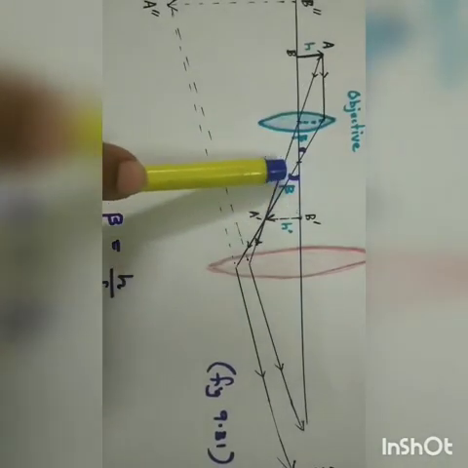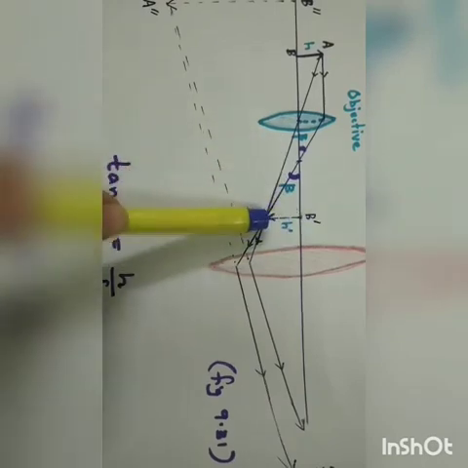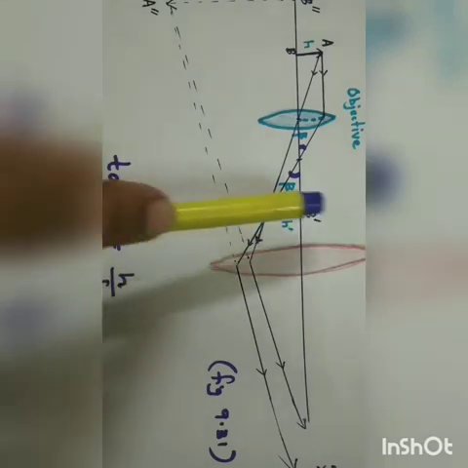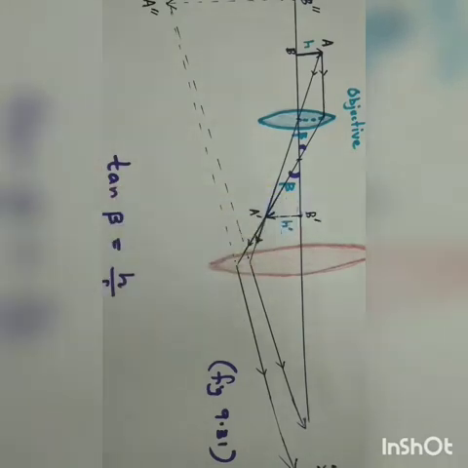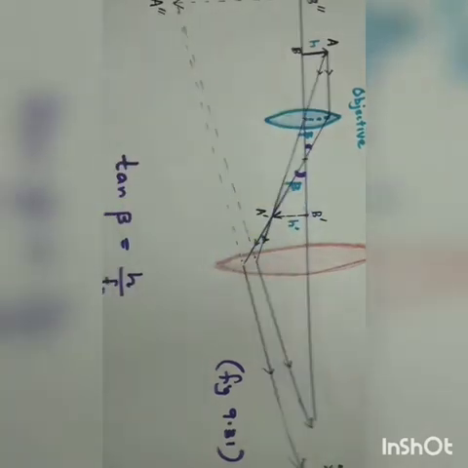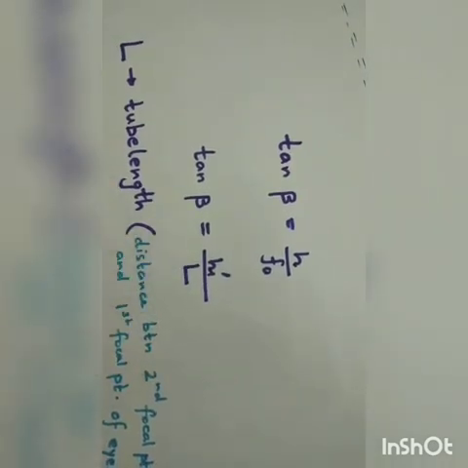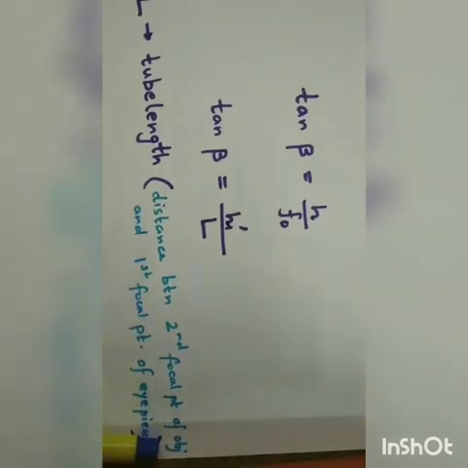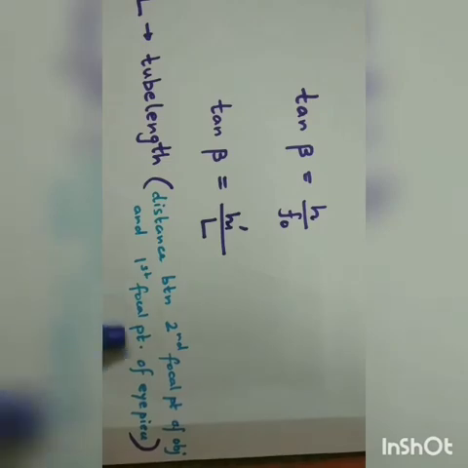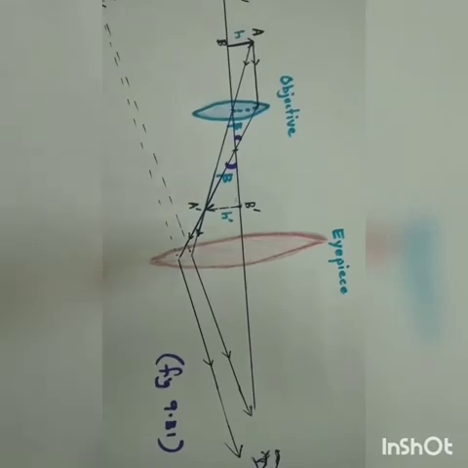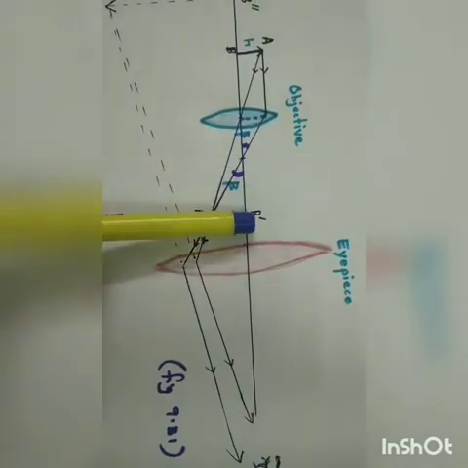Now look at the second angle beta, opposite side by adjacent side. The opposite side is the height of the image A dash B dash, let us call it h dash. Now what about this length? This length is a new term which I have marked as L. L is called the tube length. What is tube length? It is the distance between the second focal point of the objective and the first focal point of the eyepiece. Let me explain. This distance is called the tube length.